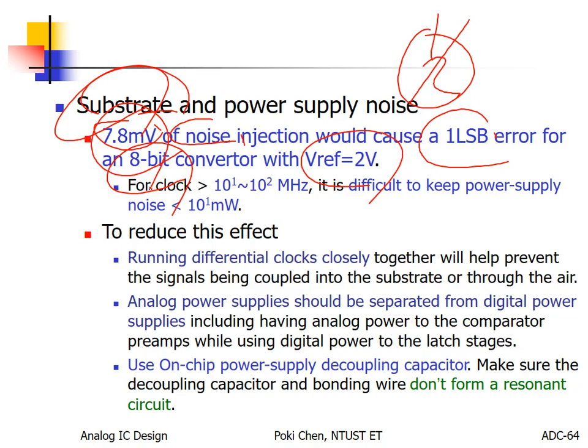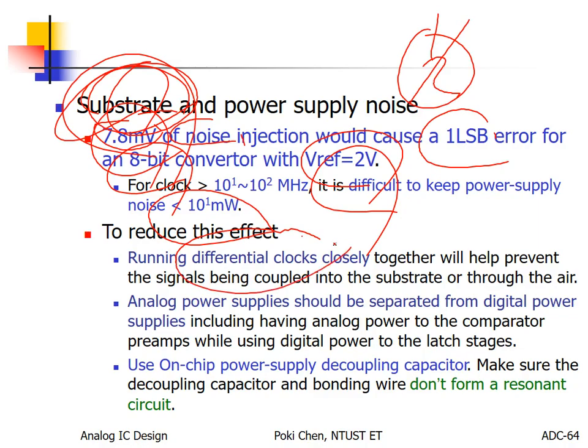Is it easy to do? No. Sometimes for higher frequency operation, you will get more substrate noise because you need to turn on and turn off many of the switches on the chip, right? You get a lot of noise interfering with each other. So it's really hard, to be honest. It's difficult to keep such kind of substrate power supply noise less than this. Anyway, how to handle such kind of problem? Again, differential operation.